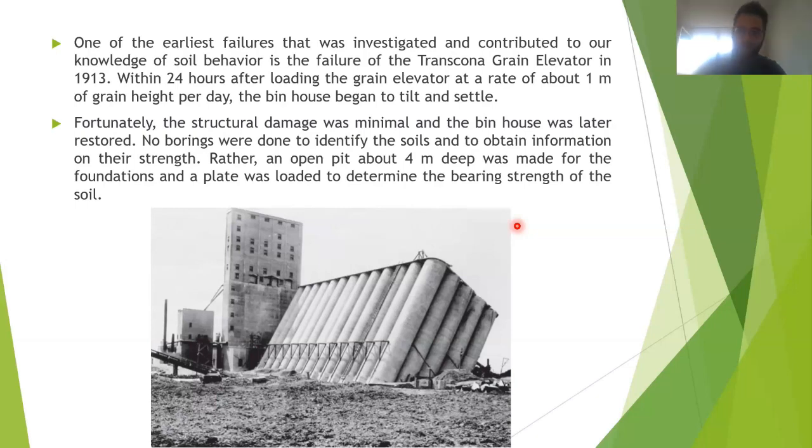So there's the Transcona grain elevator, built in 1913, and it was made to load grain in elevators, of course. And after 24 hours of loading, the rate of loading is about 1 meter of grain height per day, and just after the first day, the bin house began to tilt and settle. Fortunately, the structural damage was minimal, and the bin house was later restored.